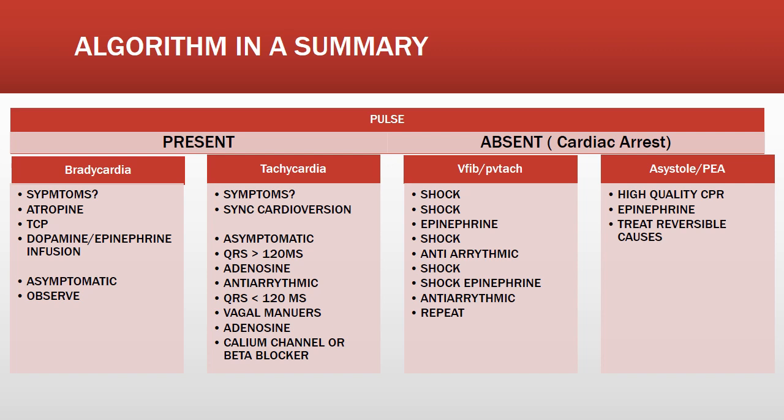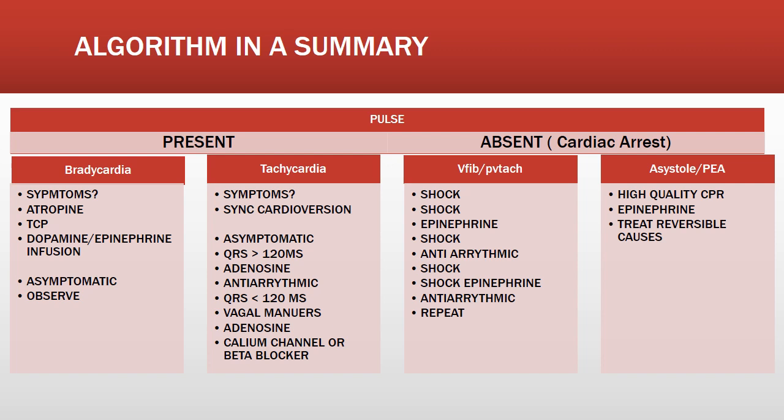The same goes for tachycardia. It includes atrial fibrillation, atrial flutter, ventricular tachycardia with a pulse, supraventricular tachycardia. Everything comes into this domain except for pulseless ventricular tachycardia, which will go into cardiac arrest. So if the symptoms are present, then you will directly go for synchronized cardioversion, and if the symptoms are not there, then you will have to see the rhythm and analyze the QRS complex.